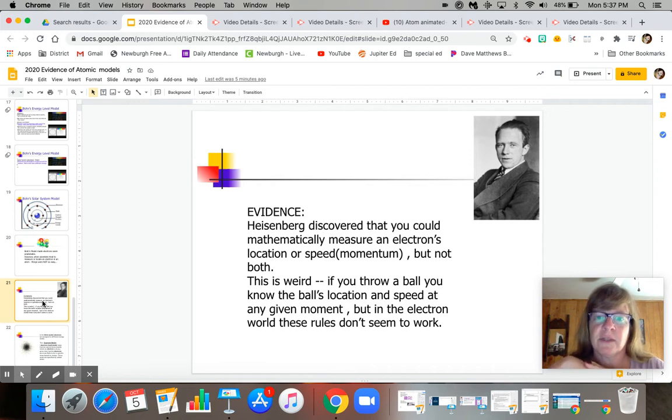And this is weird. In the real world, if you throw a ball, you know where the ball is at every moment. You can see it, and you know its speed and momentum at every moment. You can calculate this beforehand, and you can verify it. But the electron doesn't use these rules for some reason, even though the ball is made of electrons, if you think about it. It's kind of weird. So, scientists went to the lab and got more mathematics and came up with a model that we're going to take a look at here in the video.